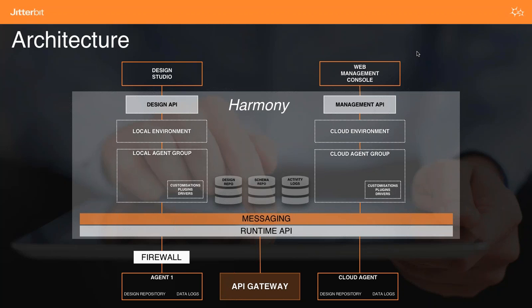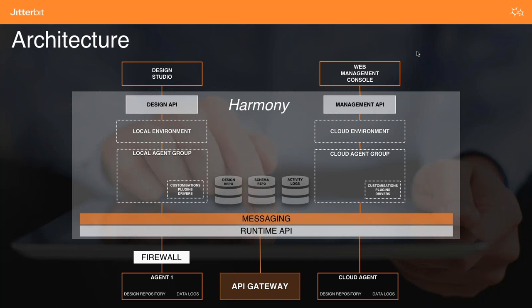So for those particular scenarios, we enable our clients to essentially set up a local agent that sits behind their firewall, and then whenever Jitterbit integrations are run, they happen 100% behind the firewall. No operational data leaves the firewall and goes through the Harmony Cloud. It all happens inside your firewall, and that allays any fears about security.